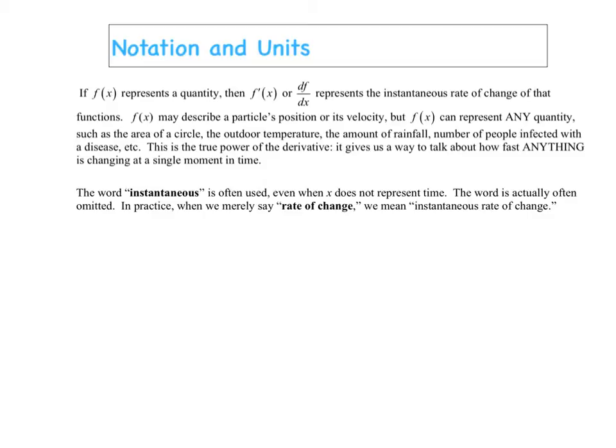But basically, we're saying f of x is always going to represent some kind of quantity. And if it does, then f's derivative, f prime of x, we could say df over dx, or commonly we use dy over dx, is going to represent the instantaneous rate of change of that original function. Whether f of x is a particle's position, which we'll get into later tonight, it can basically represent any quantity, such as a circle, outdoor temperature, amount of rainfall, number of people infected with a disease. The true power of the derivative is it gives us a way to talk about how fast something is changing at a single moment.